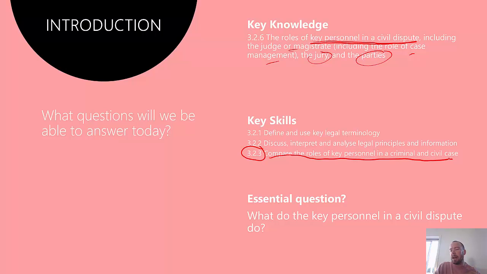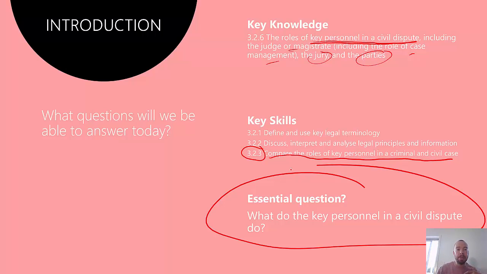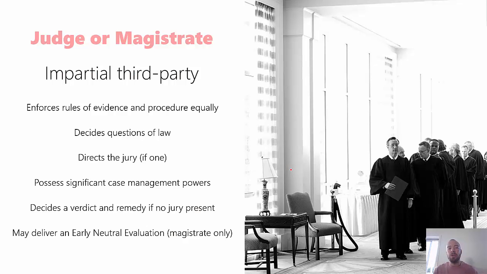I think it is important to consider understanding how to analyse them, because I think that will be something that potentially comes up in exam questions, considering that's the skill for criminal law as well. Effectively, what do the key personnel do in a civil dispute? That's what we're going to be able to answer at the end of this. So first up, we have the judge or the magistrate.